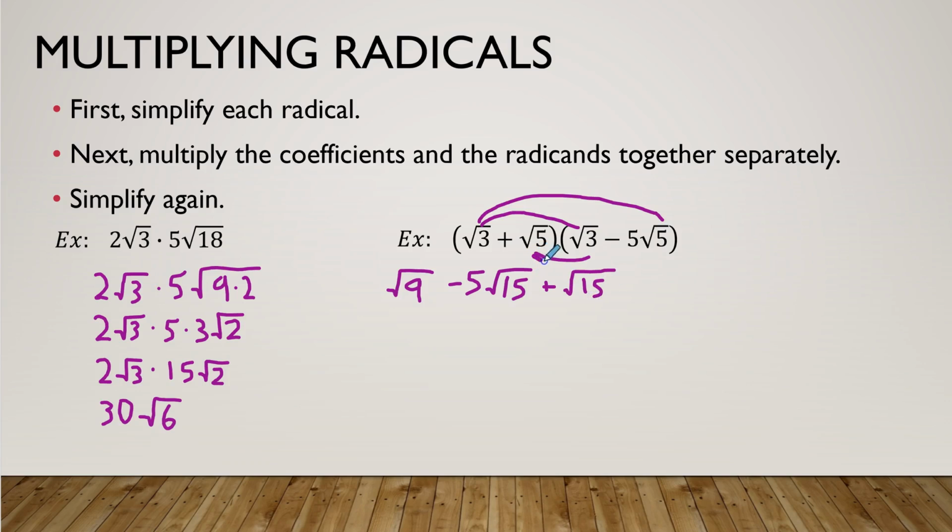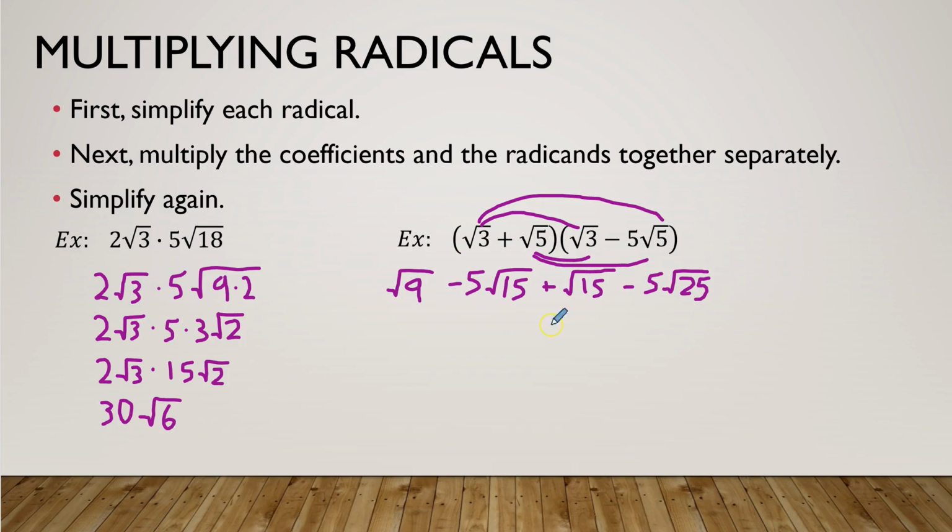And then for the last distribution, I need to do square root of 5 times negative 5 square root of 5. Well, if this one has a 1 in front and this one has a negative 5, that'll give me negative 5 when I multiply. And then I have 5 times 5 inside of the radicals. So just always remember that you're multiplying the numbers in front and the numbers inside of the radicals separately.